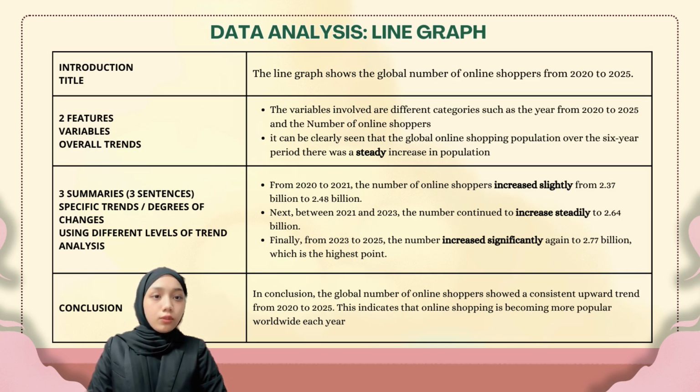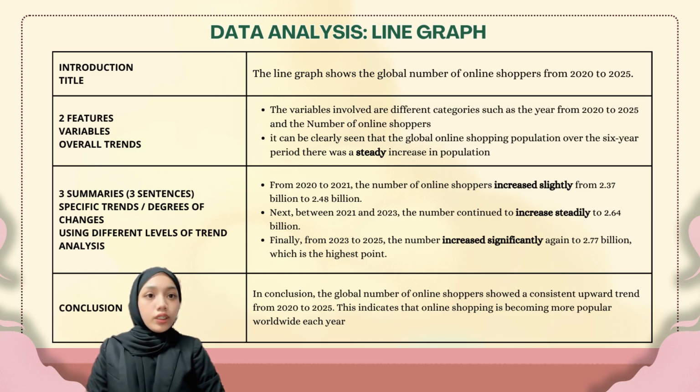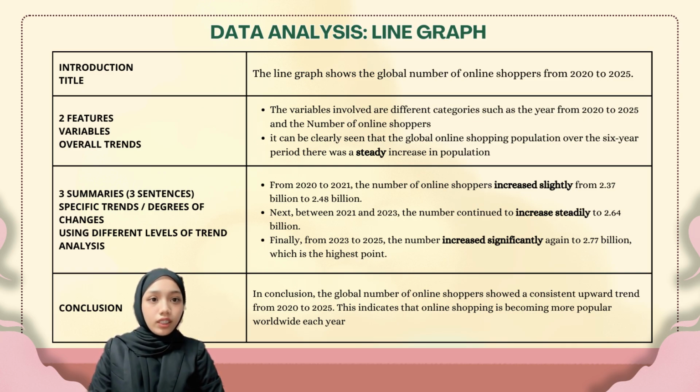From 2020 to 2021, the numbers of online shoppers increased slightly from 2.37 billion to 2.48 billion, and next, between 2021 and 2023, the number continued to increase steadily to 2.64 billion, and finally, from 2023 to 2025, the numbers increased significantly again to 2.77 billion, which is the highest point. In conclusion, the global number of online shoppers shows a consistent upward trend from 2020 to 2025. This indicates that online shopping is becoming more popular worldwide each year.